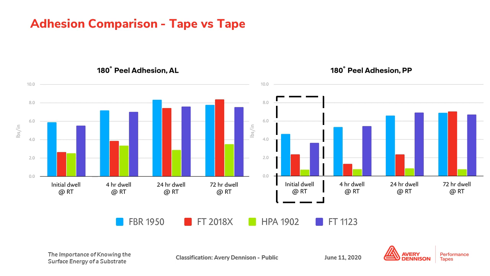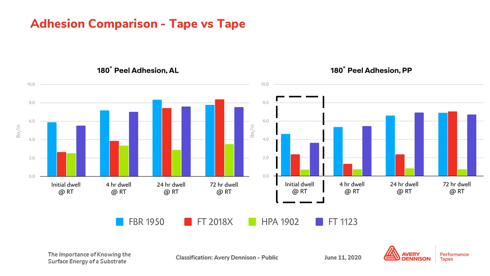On the FT2018X, the red one, that's getting over 2 pounds, which is okay. It's decent for an initial dwell time. Then we look at HBA 1902, and you can see there, that's around 0.5 pound of adhesion. That's bad. You would want to avoid that, and it's probably not going to improve when you see something that low. Then if we move over to the general purpose acrylic, that's getting about 3.5 pounds per inch, and that's pretty good there too.